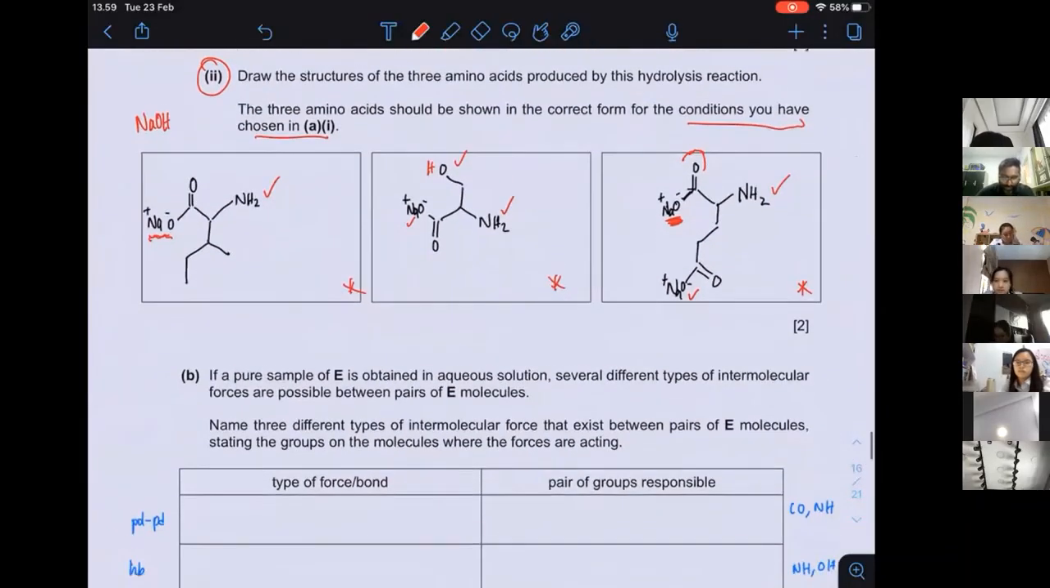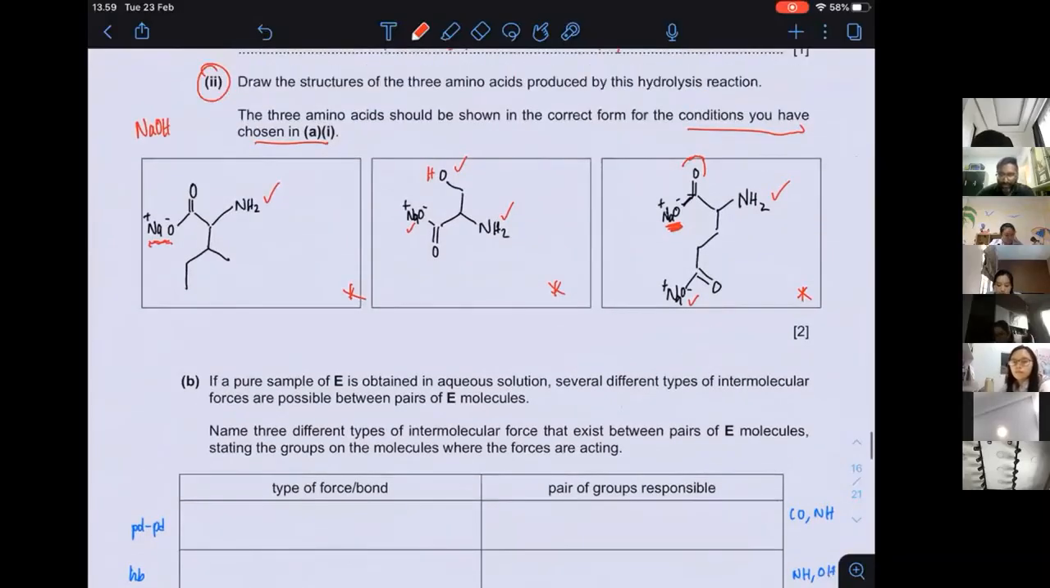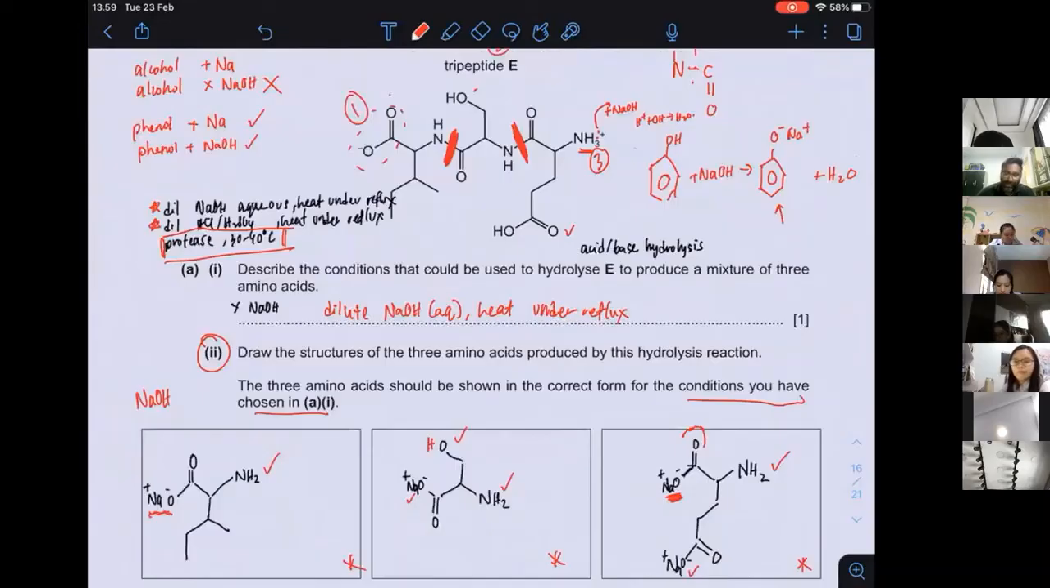Now, if a pure sample of E is obtained in aqueous solution, several different types of intermolecular forces are possible between pairs of E. So you see, there are a few different types of intermolecular forces that can exist. What are the intermolecular forces that can exist? You need to think: intermolecular forces, we have learned about permanent dipole-dipole, and you have learned about van der Waals forces.